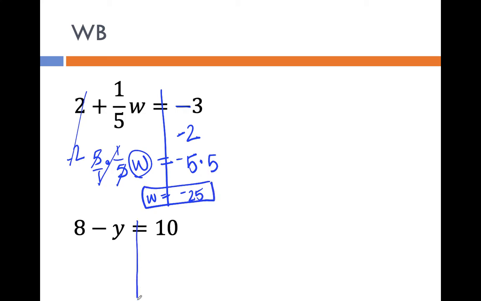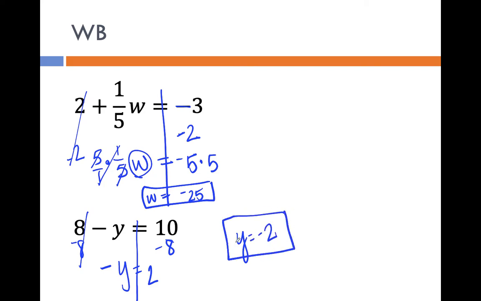For your second example, you're going to start by subtracting 8 from both sides. We have a minus y becomes a negative y, and 10 minus 8 becomes 2. So if negative y equals a positive 2, then a positive y equals a negative 2. We just reverse the signs on both sides.